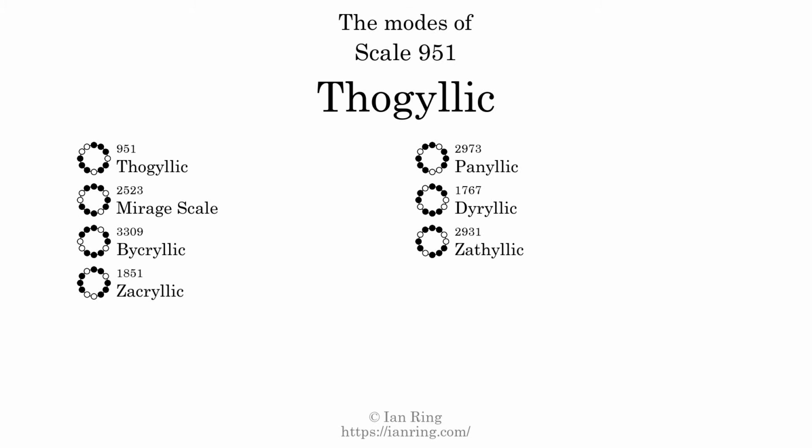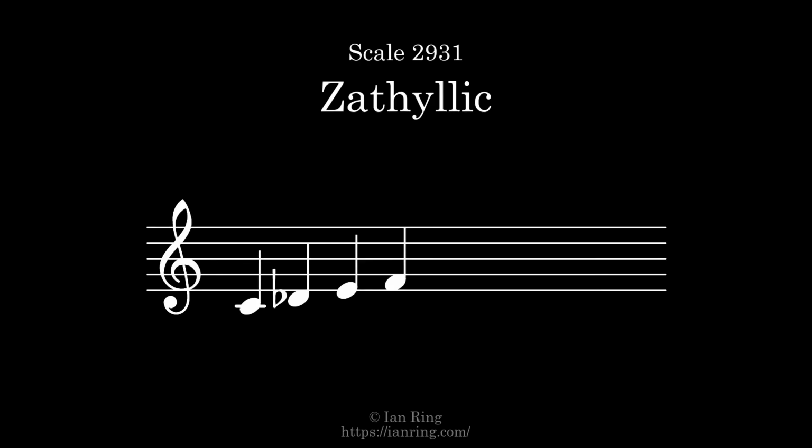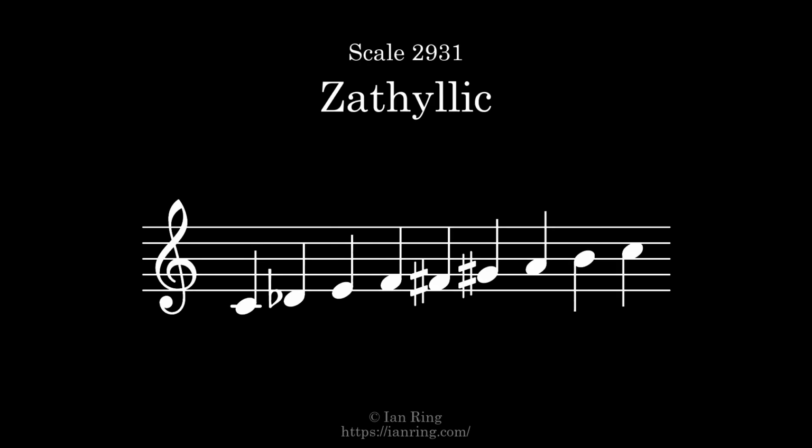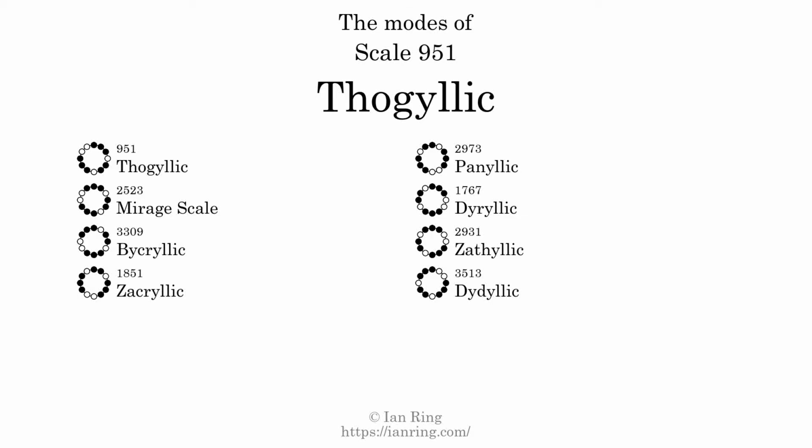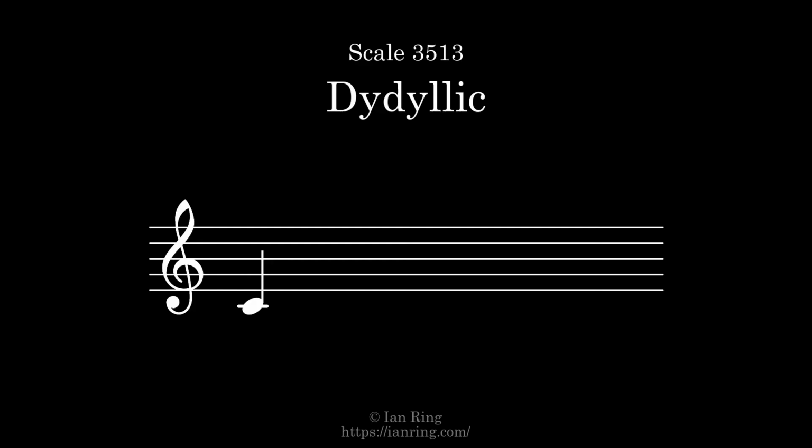The seventh mode is scale 2931, also known as zethyllic. It sounds like this. The eighth and last mode is scale 3513, also known as didyllic. It sounds like this.